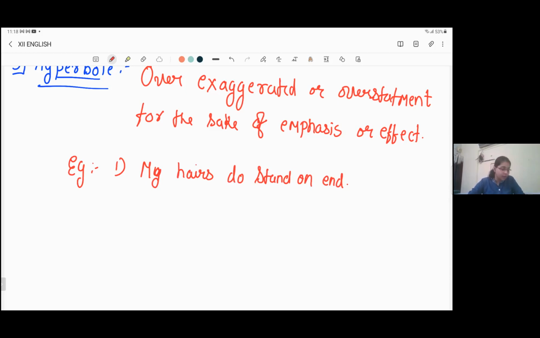It is an over exaggerated sentence. You all will write here, it is an overstatement. Clear? It is an overstatement. My hairs do stand on end. कौन से end पे भाई? बाल खड़े रहते हैं क्या? तुम लोग खुद उल्टे हो जाओ तो खड़े हो जाएंगे. Right? So it is an overstatement, over exaggerated statement.